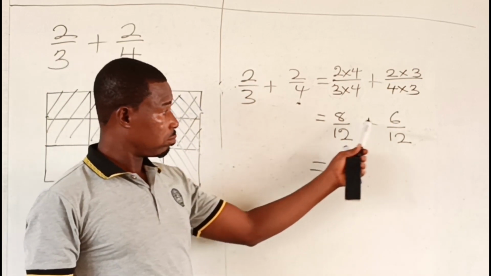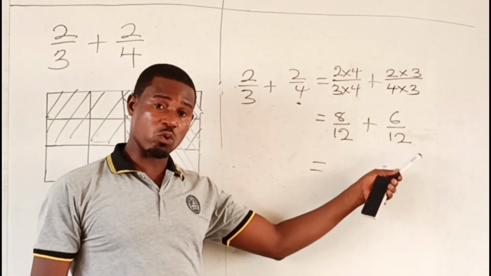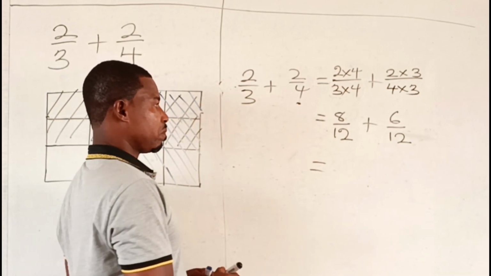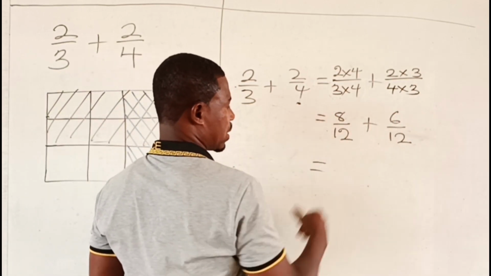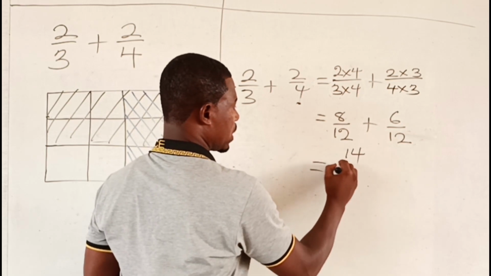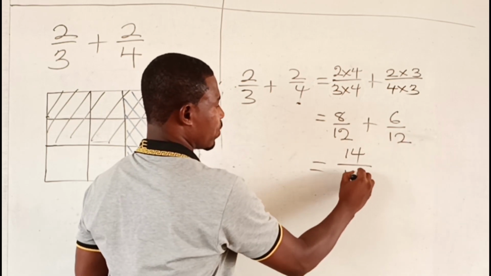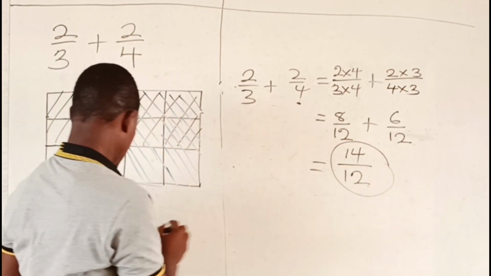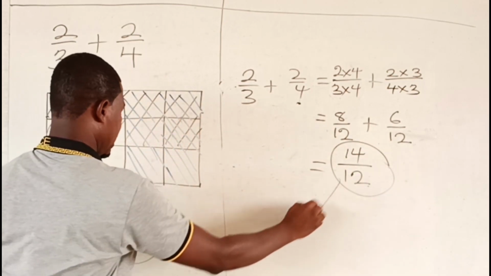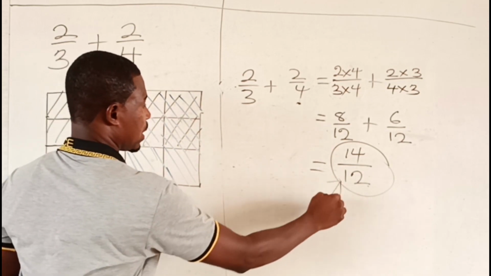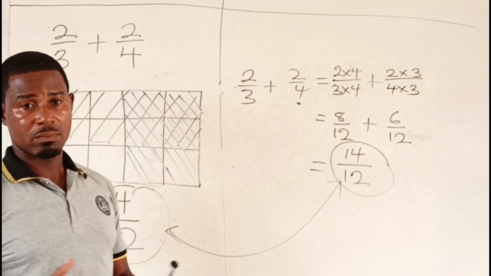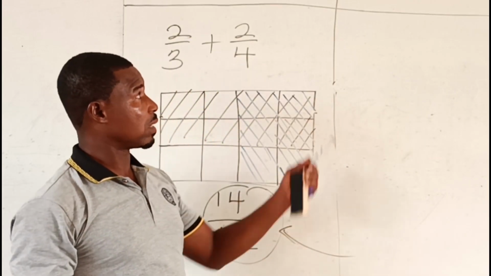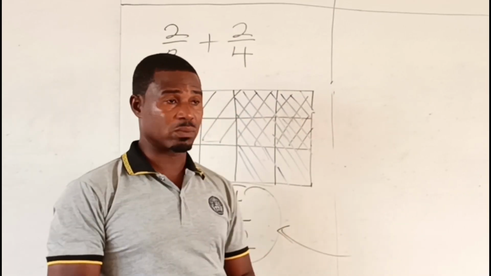Now that the denominators are the same, we can go ahead and do the addition that we are looking for. So now we have 8 plus 6 will give us 14, and all out of 12. So you look at this, and you look at this, and you realize that they give us the same solution. Let's take a look at the next example.